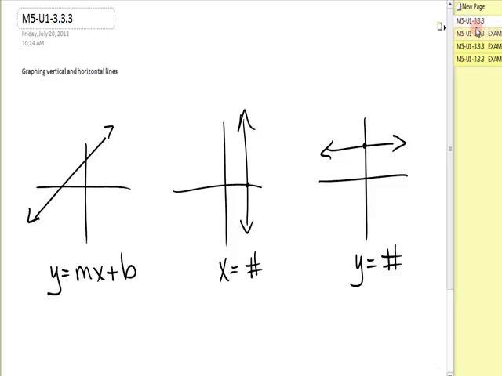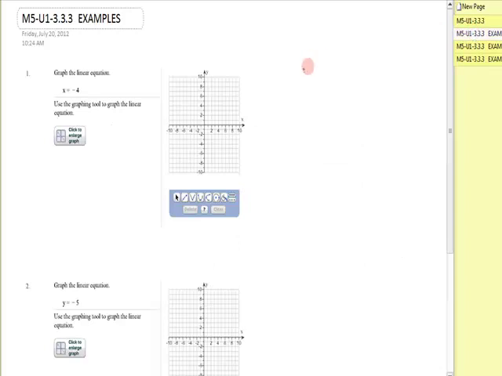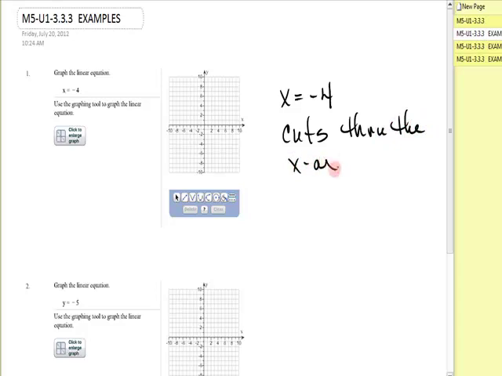So now let's just spend a little time graphing the vertical and the horizontal. First one, it says to graph X equals -4. It's a line that cuts through the X-axis at -4. Now I will still use my line drawing tool. Cuts through here at -4.